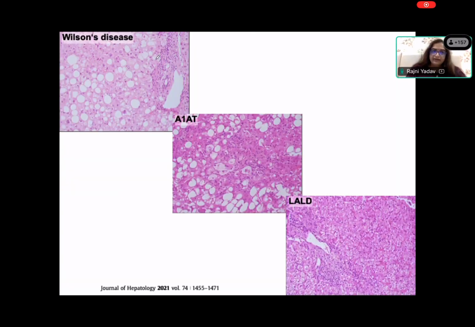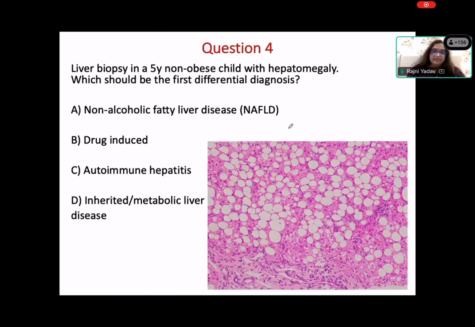Now in children, and also in adults, Wilson's disease can present with a steatotic pattern, and alpha-1 antitrypsin and lysosomal acid lipase deficiency in children can show a steatotic pattern. Other than that, there is a huge list of genetic diseases which can cause that pattern.